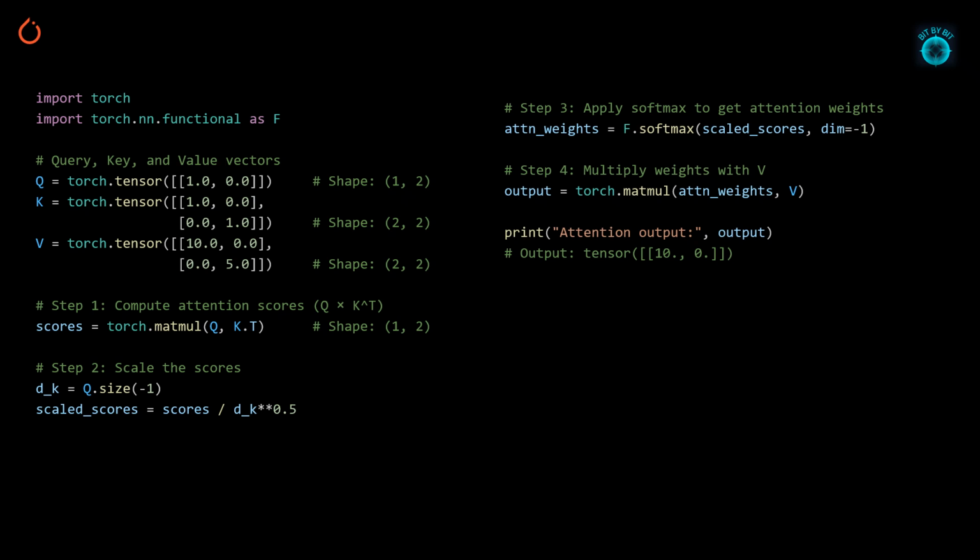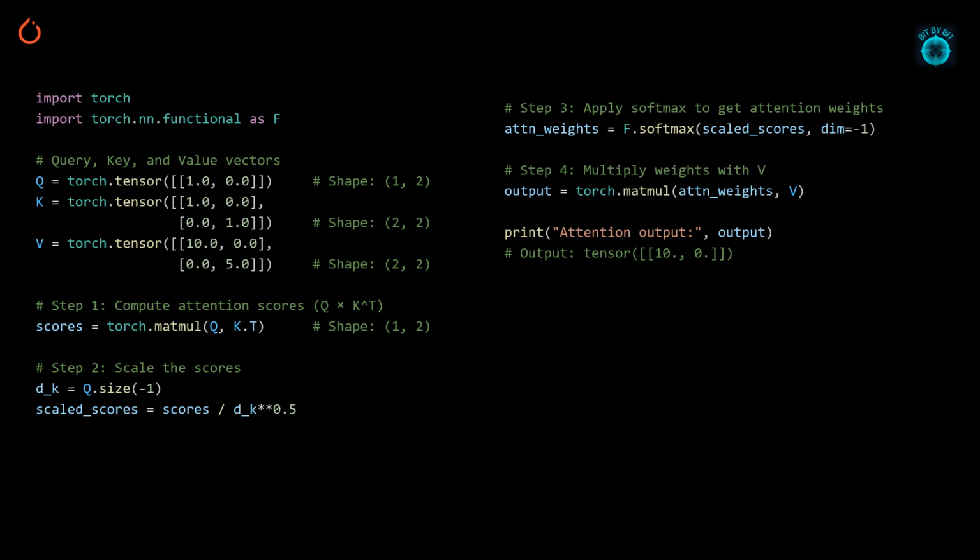Finally, we use these attention weights to compute the output. We multiply the weights with the value matrix. This gives us a weighted combination of the values. Since the model gave full attention to the first key, the result closely matches the first value vector. The output is 10, 0, which shows that the model focused entirely on the first piece of input information.